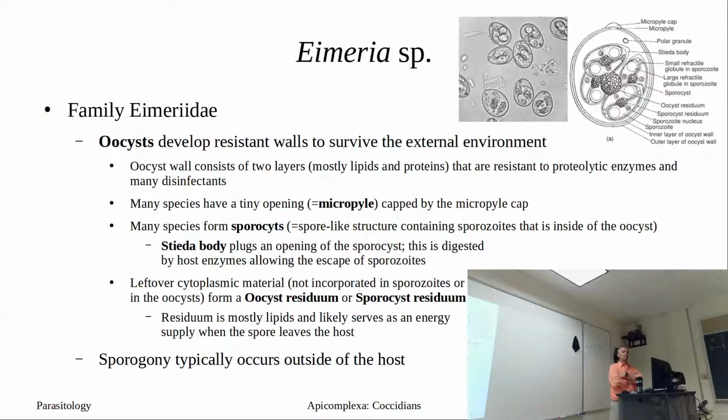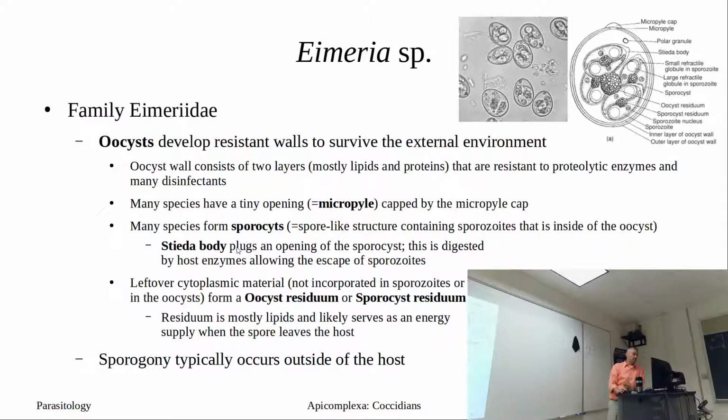Now, this is just Eimeria species. There are multiple species of Eimeria out there. Multiple species infect chickens as well. Now, many of these have a tiny opening in the oocyst. That opening is called the micropyle, and it's capped by a micropyle cap. We can't really see any in our image. It would be at the anterior end. There's maybe one. You can almost see the opening. But they've got this micropyle cap. It helps with identification.